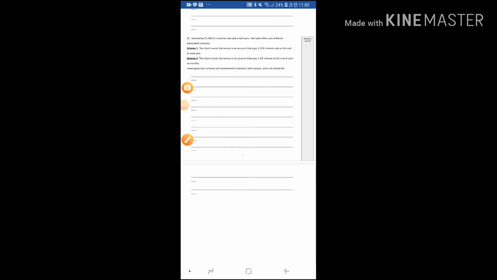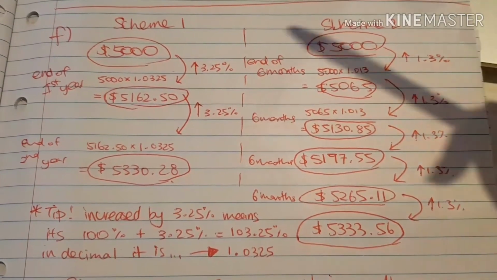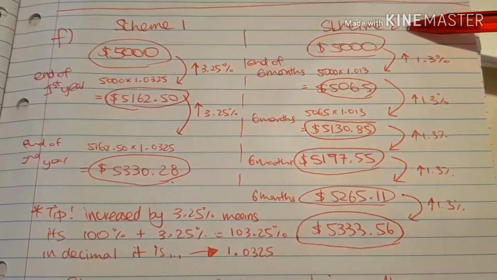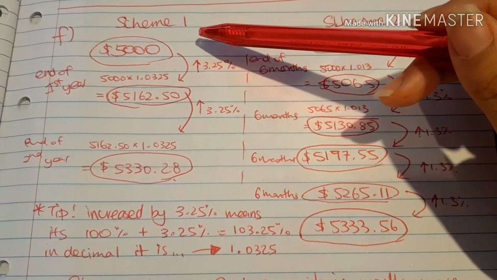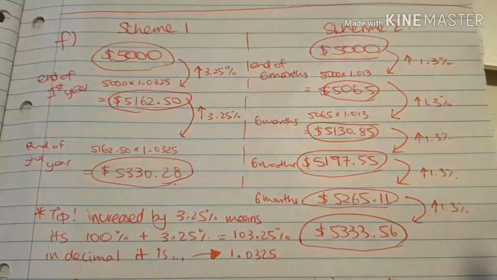Alright, last question, question 1F. Jemima has $5,000 to invest for 2.5 years, and her bank offers 2 different investment schemes. So we need to calculate scheme 1 and scheme 2 separately and compare them. Okay, let's have a look. This is my table for scheme 1 and scheme 2. Jemima is starting with $5,000 to invest over the 2.5 years.